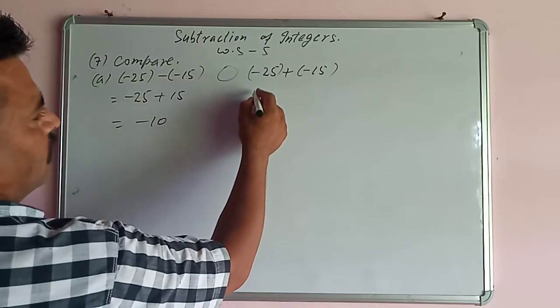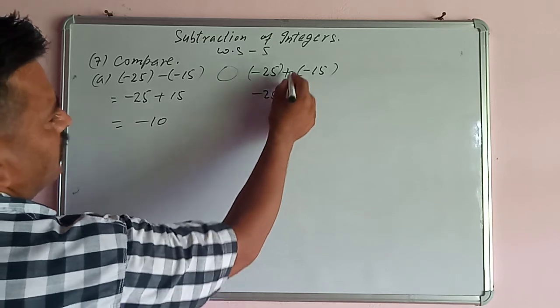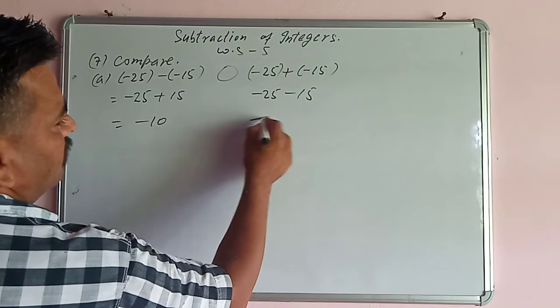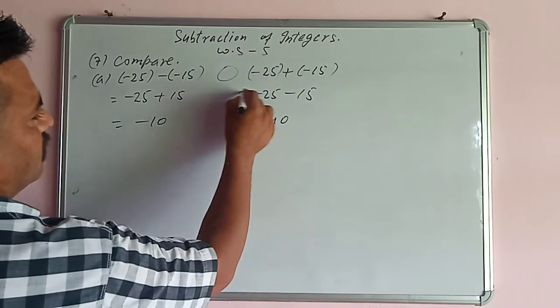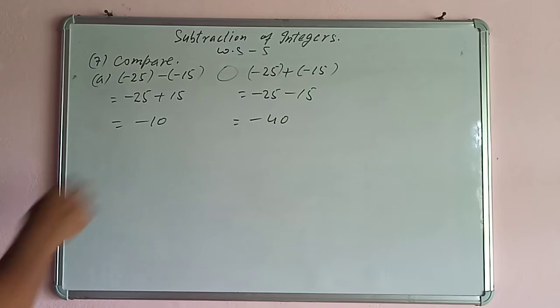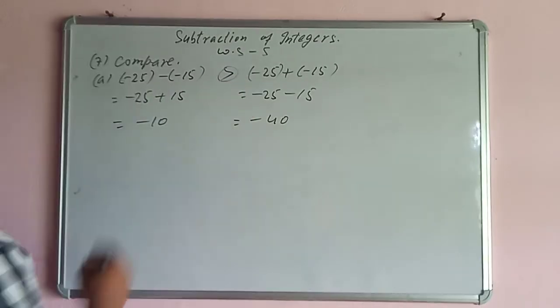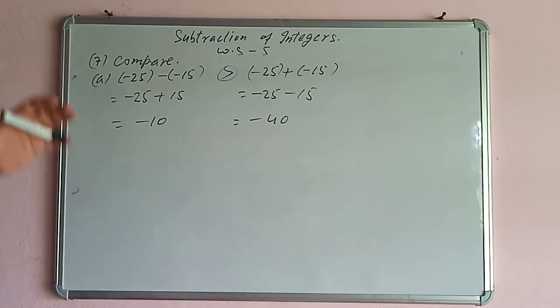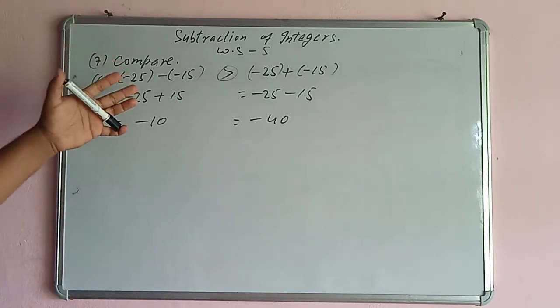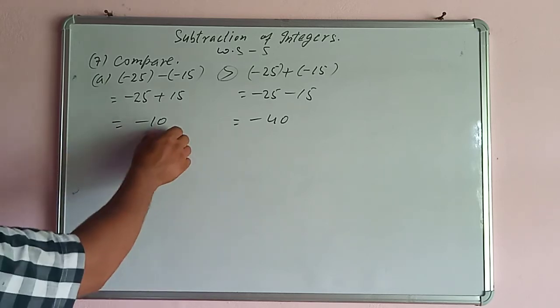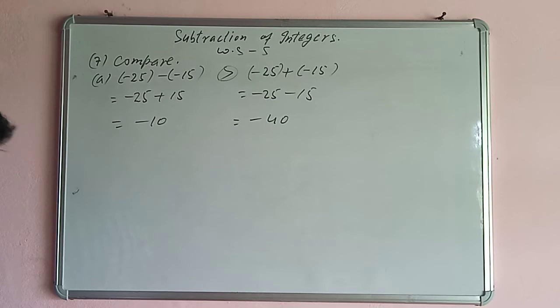And here minus 25 plus into minus it is 15. So we get answer minus 40. So now it is minus 10 and it is minus 40. So which one is greater? So minus 10 is greater than minus 40. We know that in negative integers minus 10 is greater than minus 40.